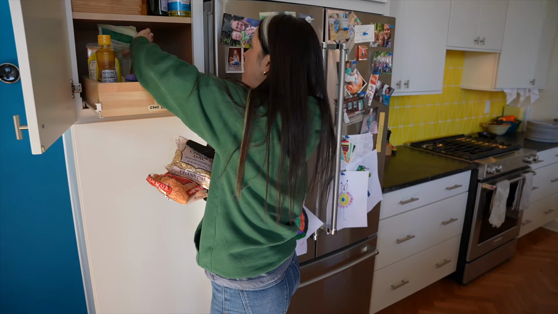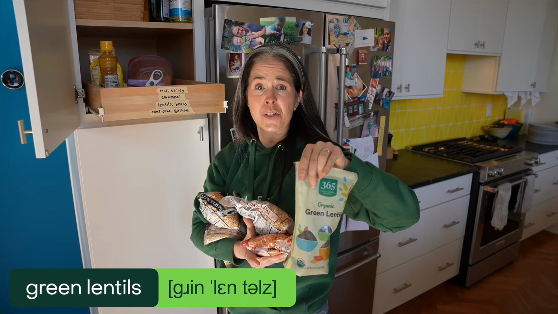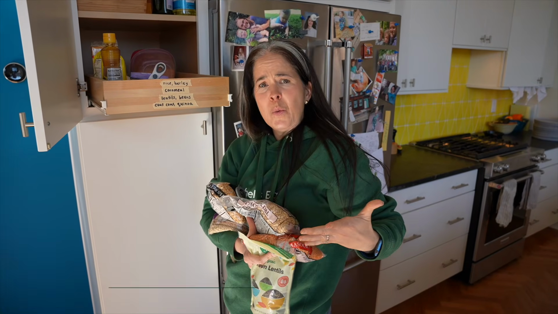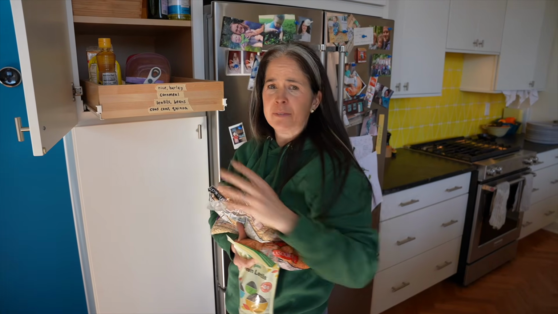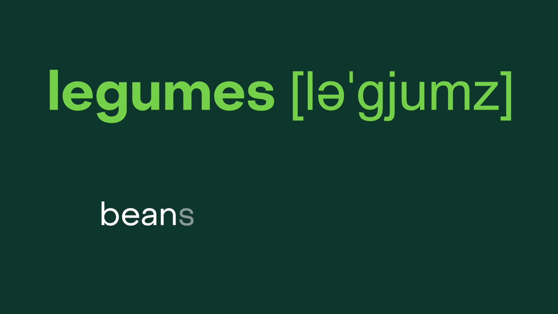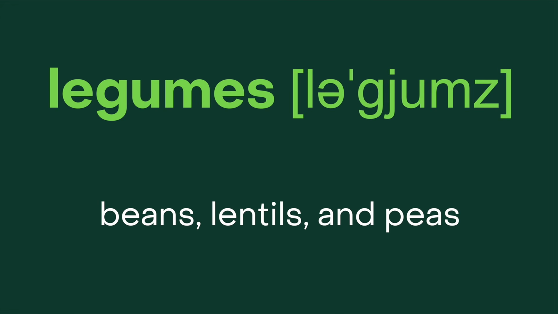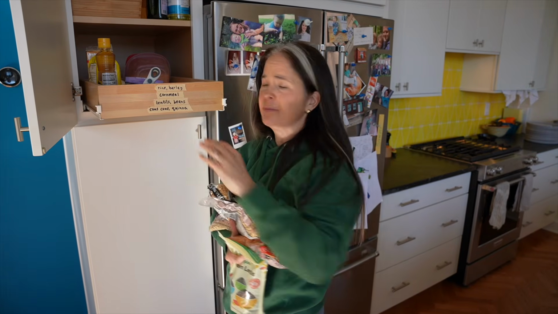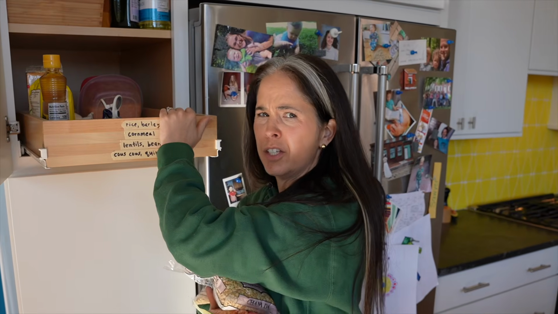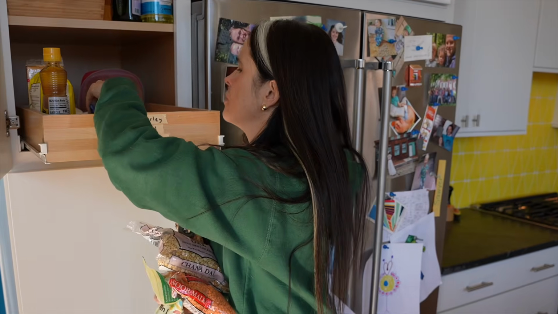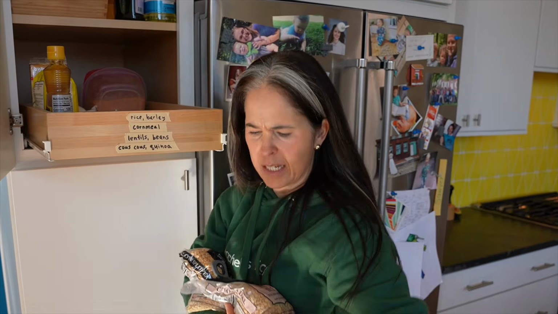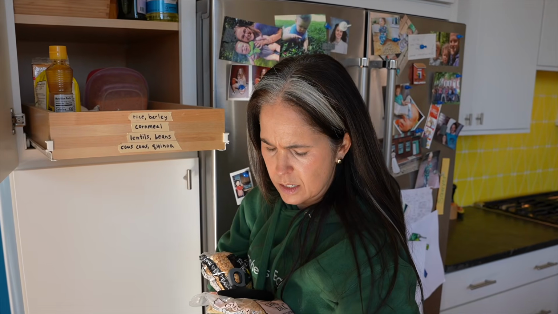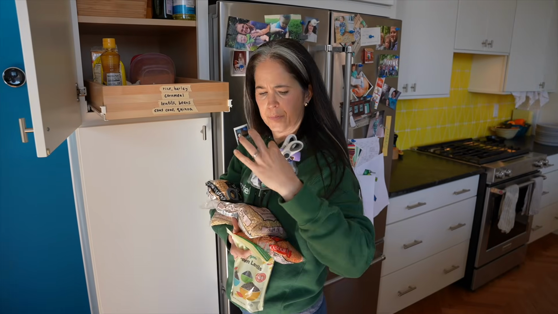More polenta, yay. Green lentils. We really like legumes in this family. Legumes are beans, lentils, and peas. Lentil's a legume, right? Mm-hmm. We've got, is this purple rice or black rice? I think it's black. Yum.